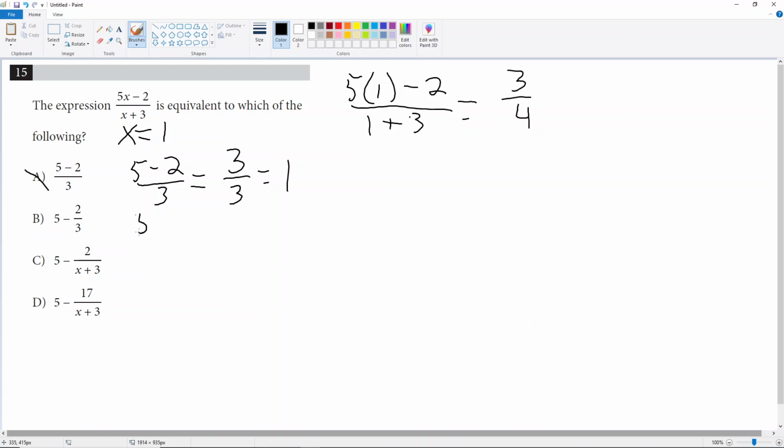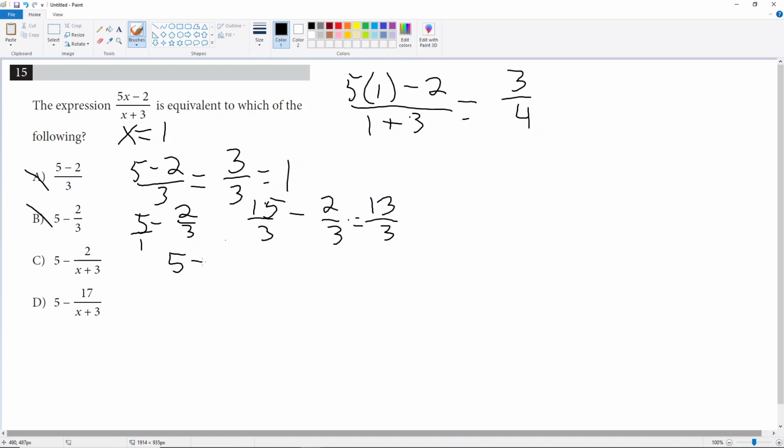5 minus 2/3. If we want to subtract a fraction from a whole number, we must find common denominators. Common denominator is 3. 5 is really like 5 over 1. 1 goes into 3 3 times. 3 times 5 is 15. So this is 15 thirds minus 2 thirds, which equals 13 thirds, which clearly is not 3/4. B, gone. Now let's try in C.